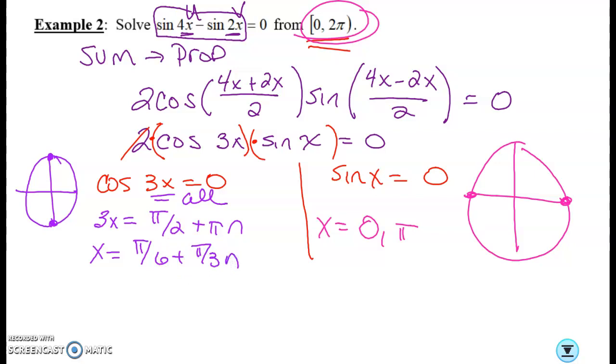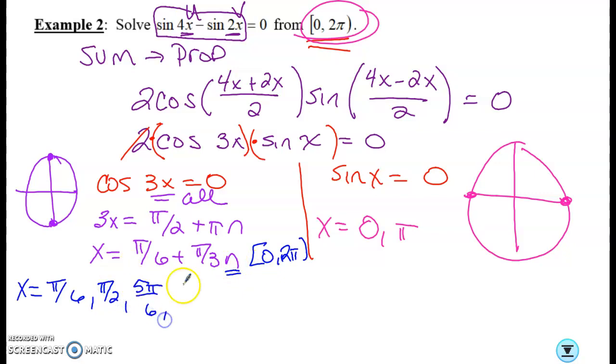And then remember, we are trying to solve from 0 to 2 pi. So that means that we're going to put numbers in for n, as many as we need to. And we're going to start with 0. So that's going to give us pi over 6. And then we're going to go to 1, and that's going to give us pi over 2. And then we're going to put in a 2, and that would give us 5 pi over 6, and so on. And if we put in 3, then we get 7 pi over 6. And I just keep going. 3 pi over 2 would be the next one. And 11 pi over 6 would be the last one.